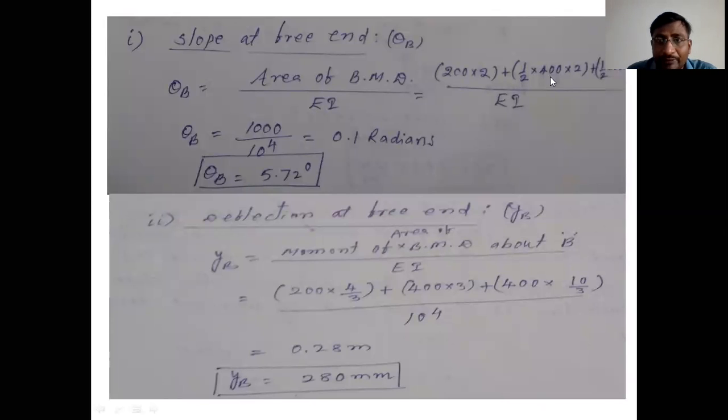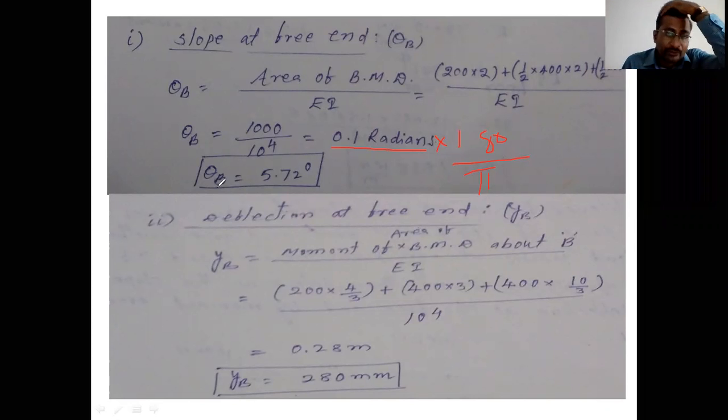This is half into 200 into 2, 200 into 2, half into 400 into 2. So we will get the 1000 area of the bending moment diagram, divided by 10 to the power of 4, the EI value. We will get 0.1 radians. Otherwise, in degrees, 5.72 degrees. If you multiply this value by 180 and divide by pi, for every 180 degrees we get pi radians. Like that, you have to convert the radians into degrees.